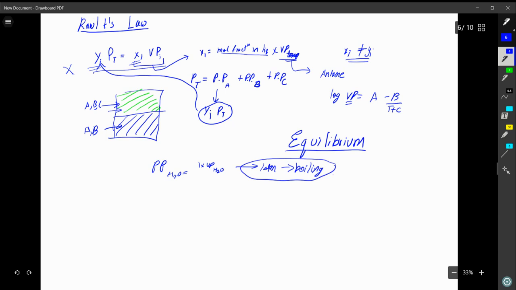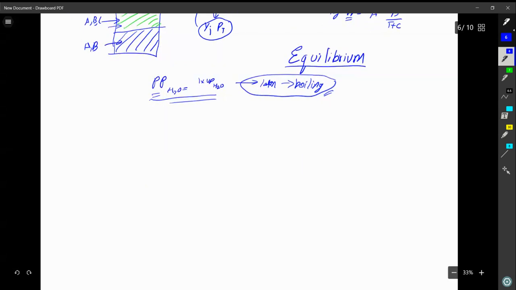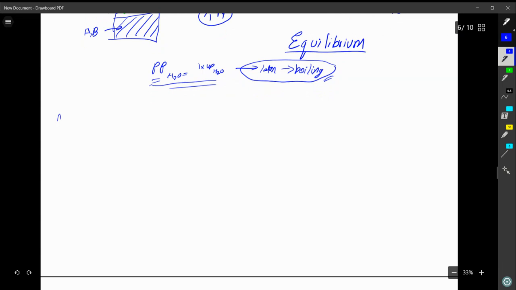Okay, this is a small point, but whenever a single-component liquid is in equilibrium with the gas, you would say that the partial pressure of that liquid is equal to the vapor pressure of that liquid.